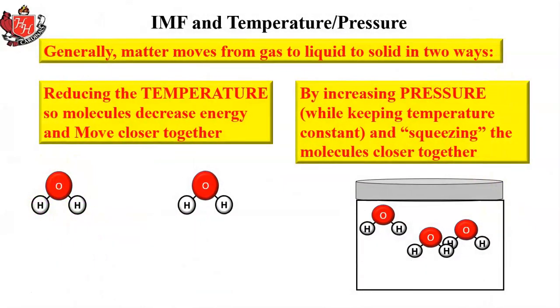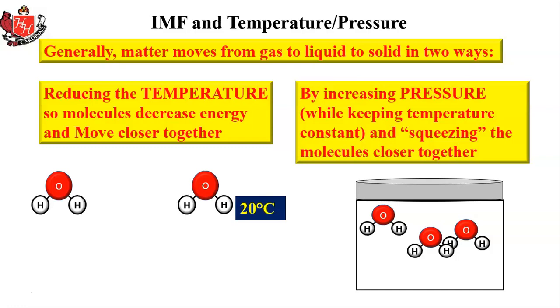Okay, so now intermolecular forces and temperature and pressure. Generally, matter moves from gas to liquid to solid in two ways. So now we're going from the higher energy gases down to intermediate energy liquids, down to lower energy solids. When molecules form a solid, that means they're stuck together really tightly, which means they don't have as much energy. So there are two ways to do that. One is reducing the temperature so that molecules decrease energy and move closer together.